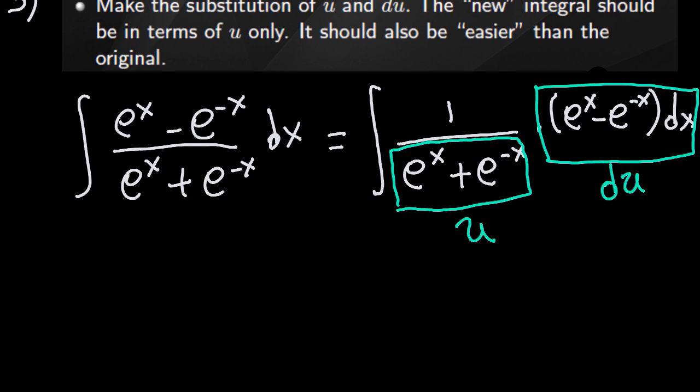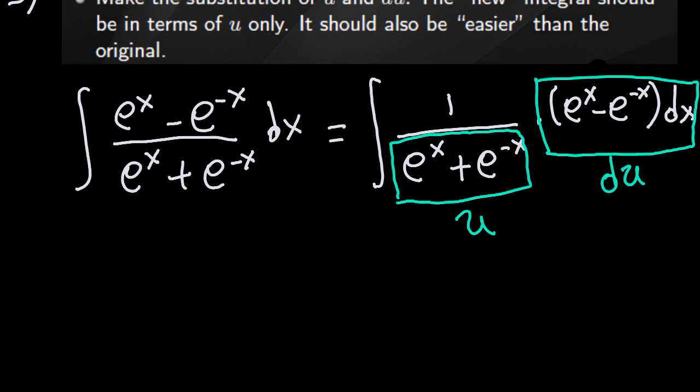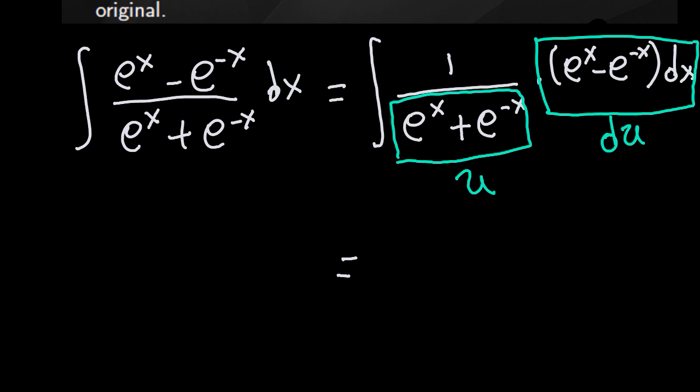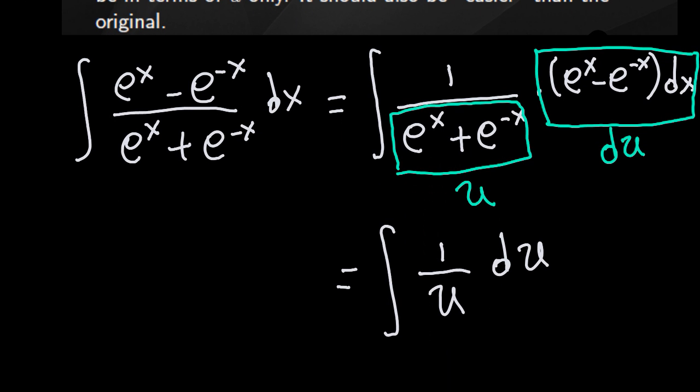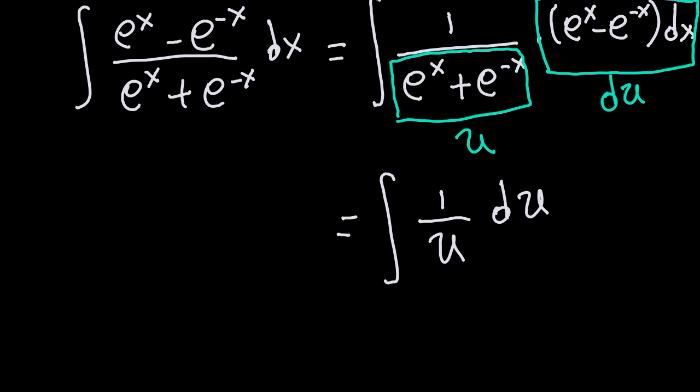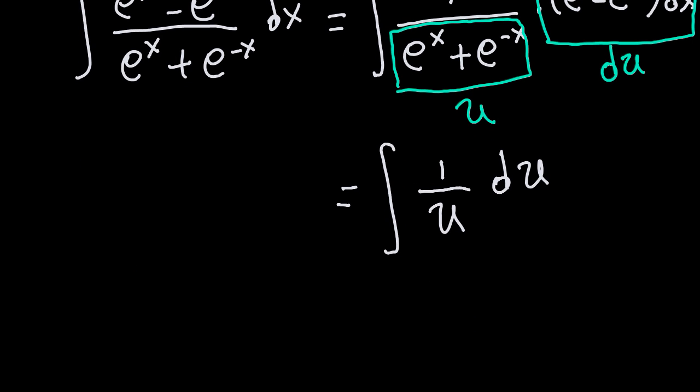As you can see now, we can make the substitution. So if I write it down here, this is going to be the integral of 1 over u du. Now my integral is completely in terms of the variable u, and that is important to have. The new integral should be in terms of u, and also it should be easier. The purpose of the substitution is to make things easier. So in this case, this integral is a lot easier than the one right here.